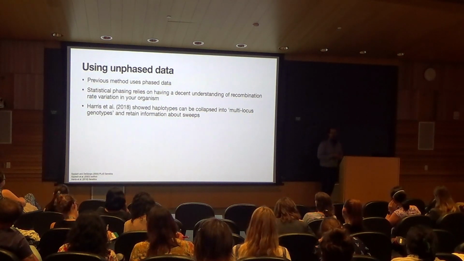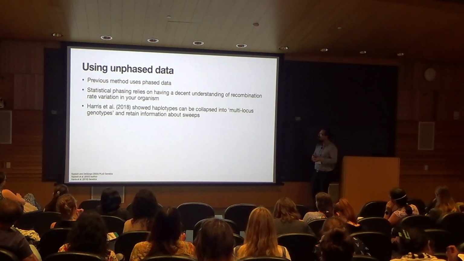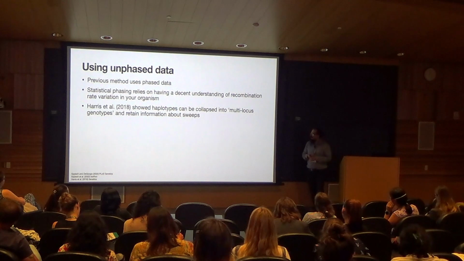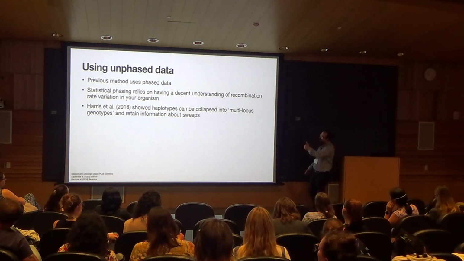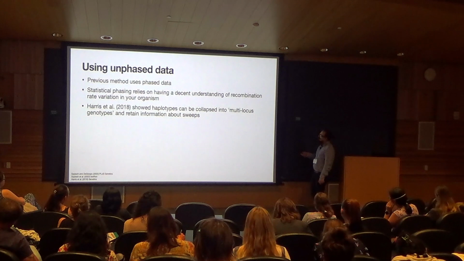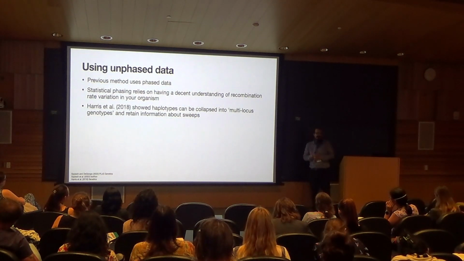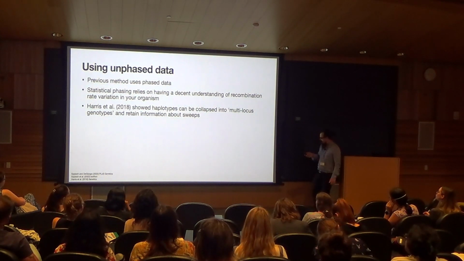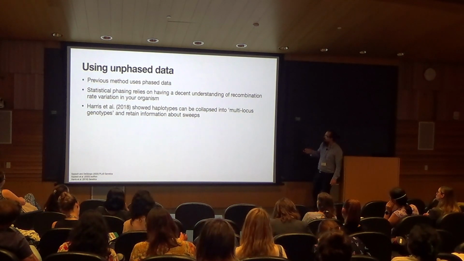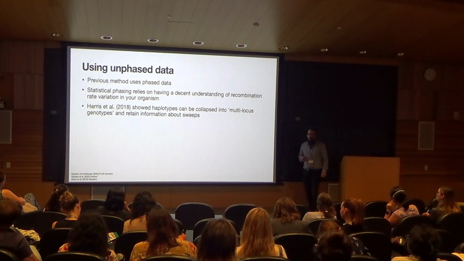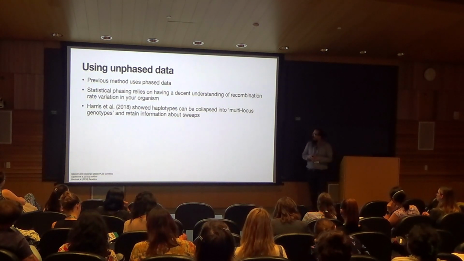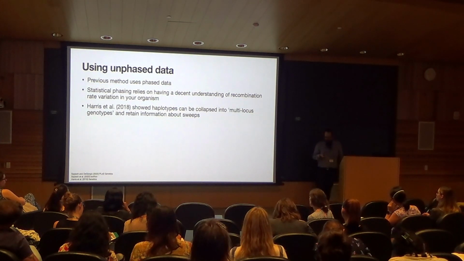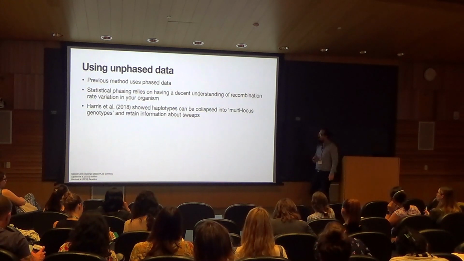One issue with this is that these statistics require phased data. And if you're going to phase your data, you either need pedigrees or long reads or a decent understanding of recombination in your organism. And so that's not always feasible. So I'm going to show you, based on Harris et al. in 2018, that we can collapse haplotypes into multi-locus genotypes. And they showed that we can still retain some information about sweeps when we do this.